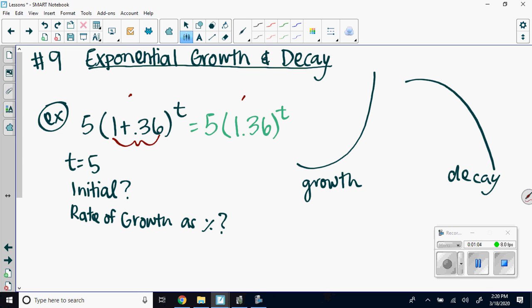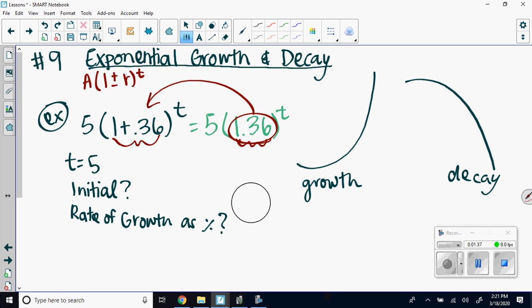All I did here was I took 1 plus 0.36 and combined it into 1.36. You can go backwards and change it back into this. Keep that in mind. The formula itself is a times 1 plus or minus r to the t power. So if you're given just some number in the parentheses and you know it's a growth, just do 1 minus the number you're given, or the number you're given minus 1. Basically just cut the 1 off and it'll tell you what that growth is. Okay, so now that that explanation is out, let's answer some actual questions.